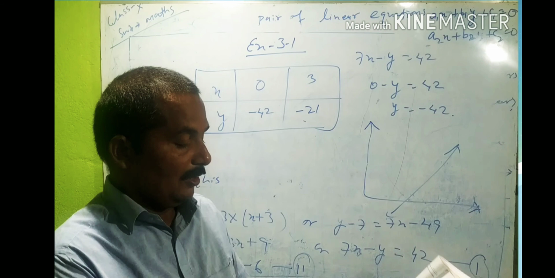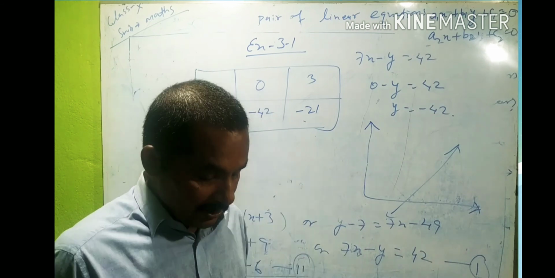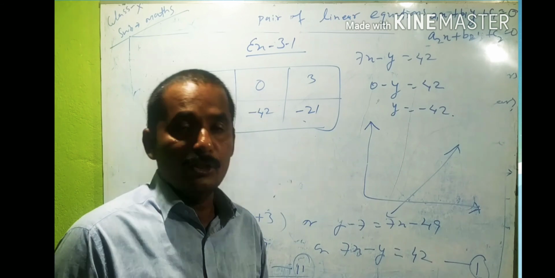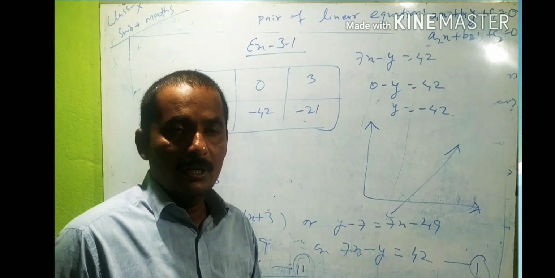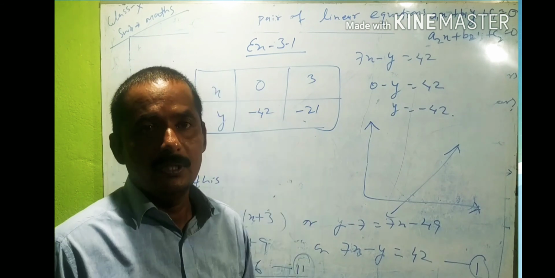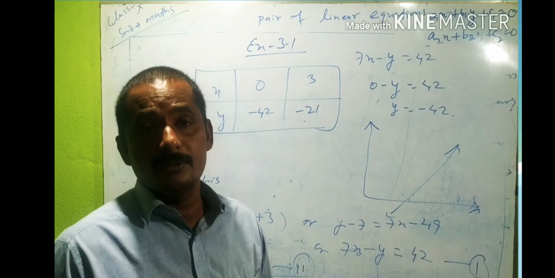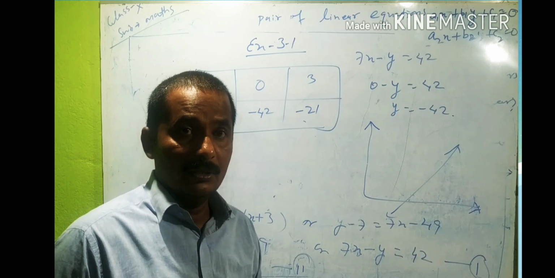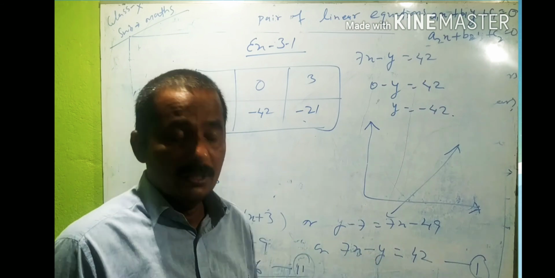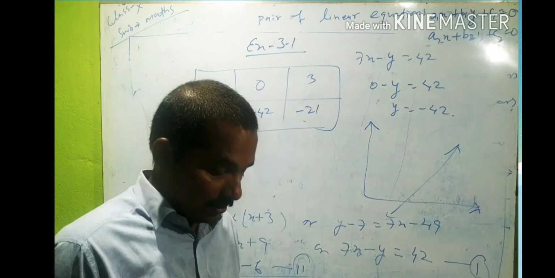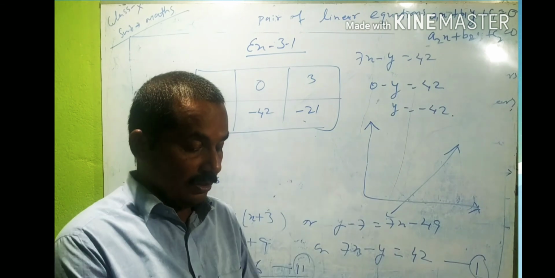Now the third question is on consistent and inconsistent. It is very easy, it is child's play. In the condition of a unique solution and infinitely many solutions, the system will be consistent. Keep in mind, if there is a unique solution or infinitely many solutions, then it will be consistent, and if there is no solution, then it will be inconsistent. So in question number 3, you can easily separate whether it is consistent or inconsistent.